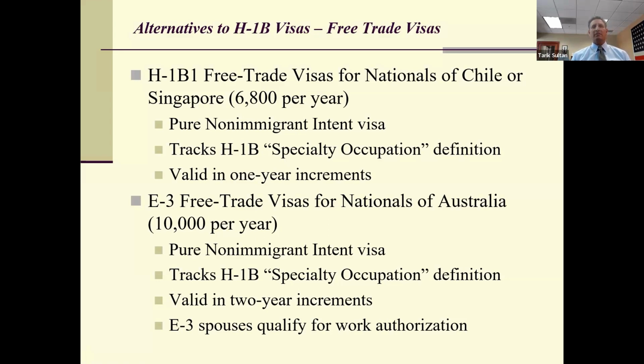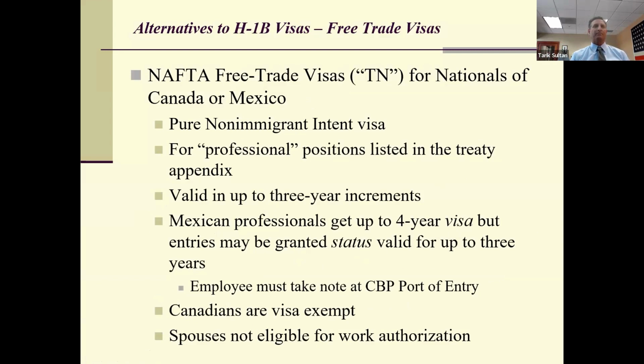The other free trade visa is the E3, that's from Australia, also tracks the same requirement, specialty occupation, that same, the job must customarily require a degree in order to do it. It's also a pure non-immigrant intent visa. The E3 for Australians is valid in 2-year increments. And also the other huge benefit of this one is that spouses can work. And they work again by virtue. It used to be they had to get the temporary work card. They no longer do. As of last year, they were also included. So that's a wonderful visa if you come across an Australian professional.